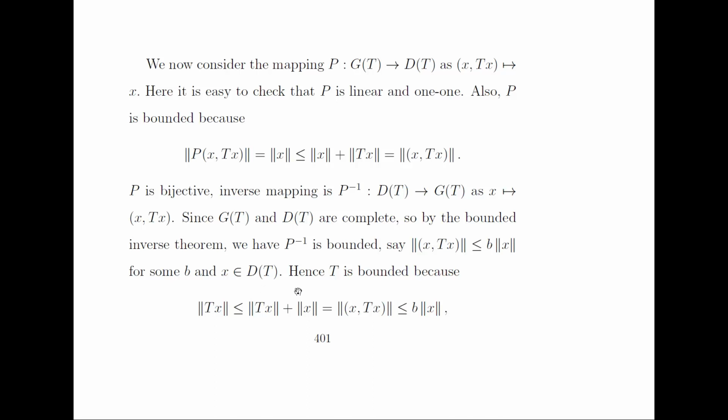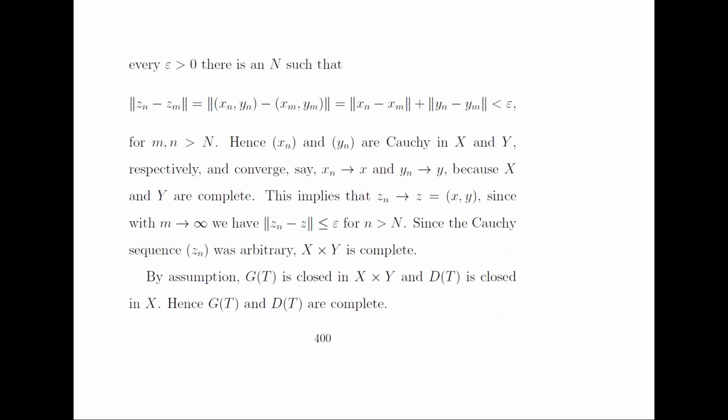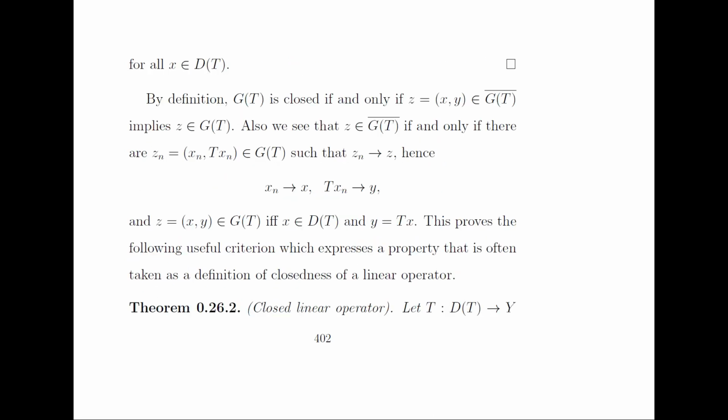Hence, T is bounded, because the norm of Tx is less than or equal to the norm of Tx plus the norm of x. By the definition of the norm, this is equal to the norm of (x, Tx), and here we said that the norm of (x, Tx) is less than or equal to B times the norm of x. So the norm of Tx is less than or equal to B times the norm of x for all x belonging to the domain of T. So here we have proved that T is bounded under the given condition.